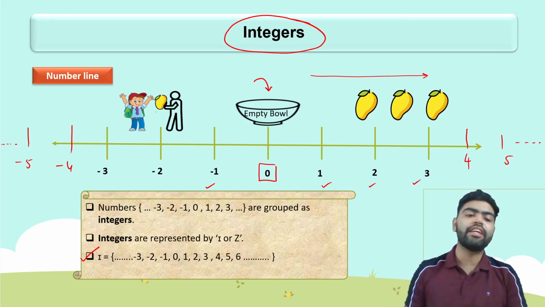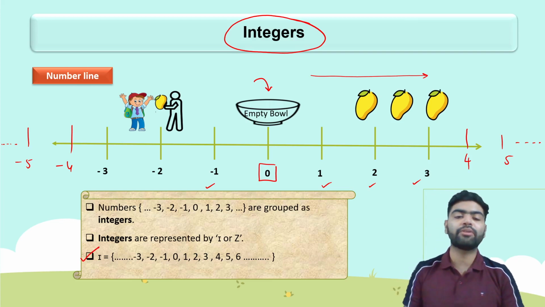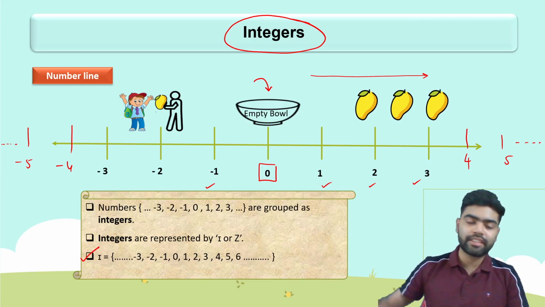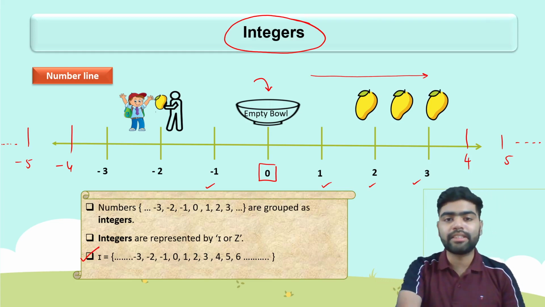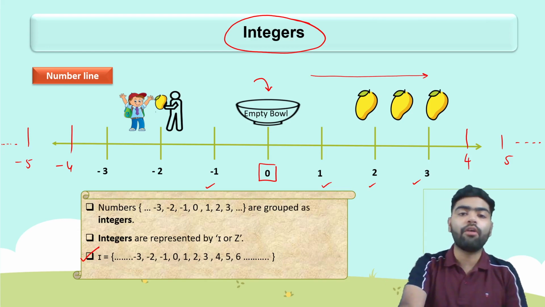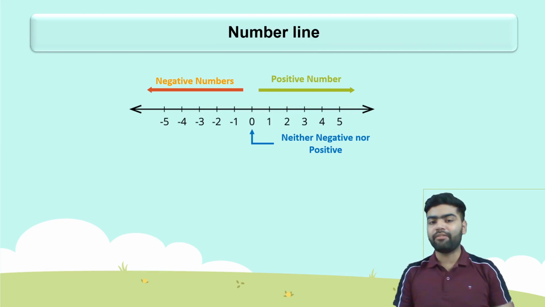Okay, as you can see in this point, that is from -3, -2, -1, and this way it goes on, and then we have 0 and 1, 2, 3, 4, 5, 6, and it goes on till infinity. All right, so this set is known as the set of integers. Okay, so let's revisit the concept of number line once again.